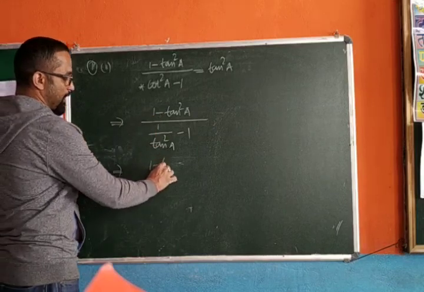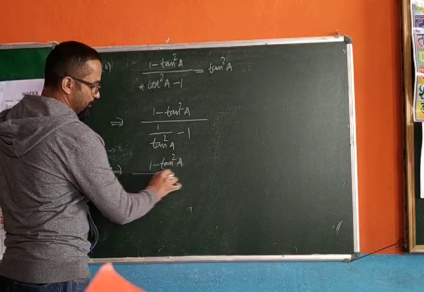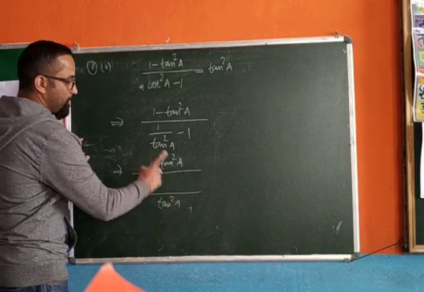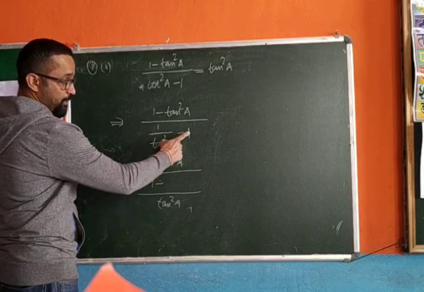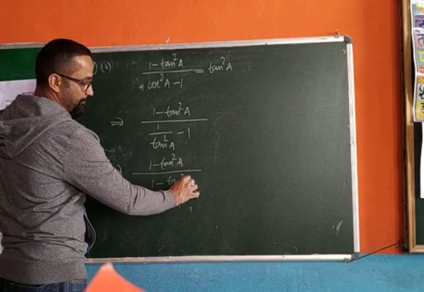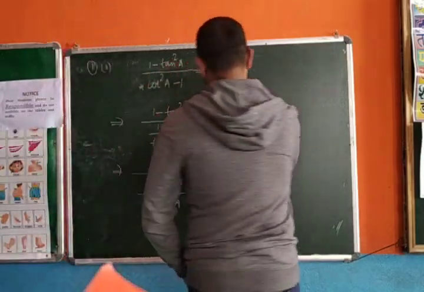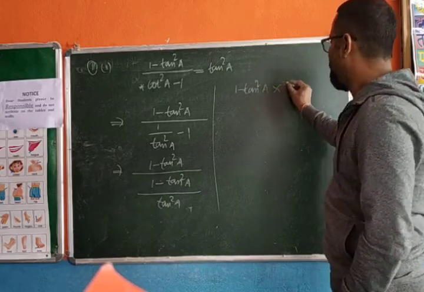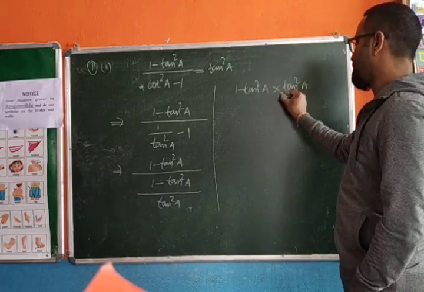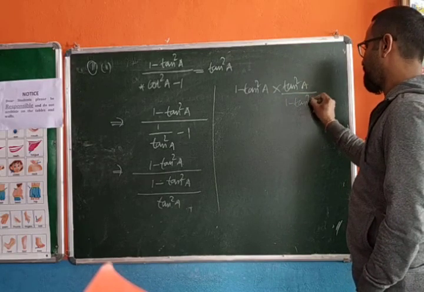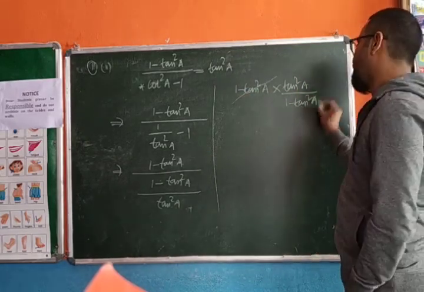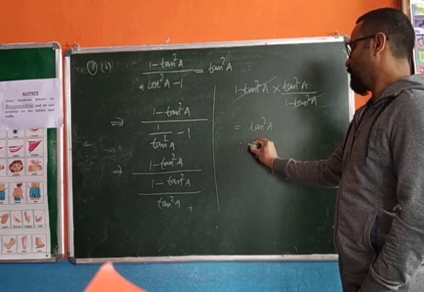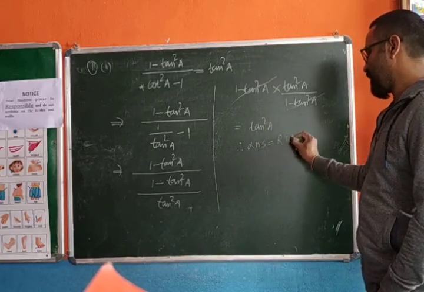Keep the numerator 1 minus tan square A. Take the LCM at the denominator, tan square A. So 1 is written as it is, minus, multiplying here, you get tan square A. Now reciprocate it. 1 minus tan square A into tan square A divided by 1 minus tan square A. Cancel 1 minus tan square, 1 minus tan square. You are left with tan square A. Therefore, left hand side is equal to right hand side, proved.